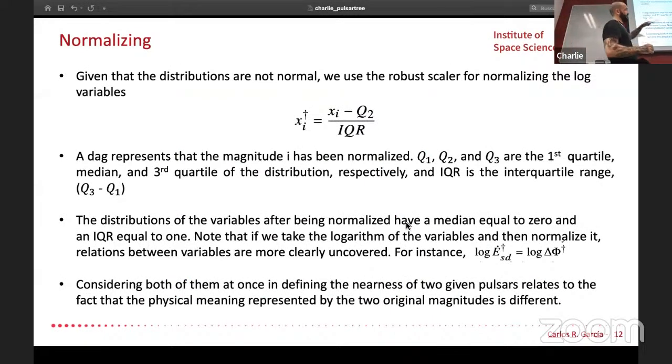This technique is based on Q1, Q2, and Q3, which are the quartiles of the distribution. This is the robust scaler. We think that these parameters better define the asymmetric distribution. This is the reason to take a look at the behavior of the distributions we have.